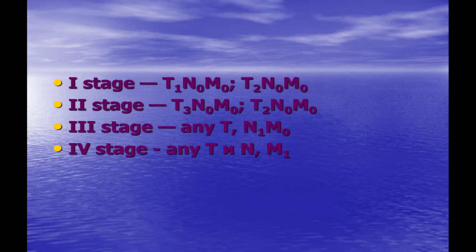Now, the staging depends on the TNM classification. Stage 1, 2, 3, and 4. Please, you can read: T1 N0 M0, T2 N0 M0 is stage 1; T3 N0 M0 is stage 2; any T N1 M0 is stage 3; stage 4 is any T, any N, and M1.